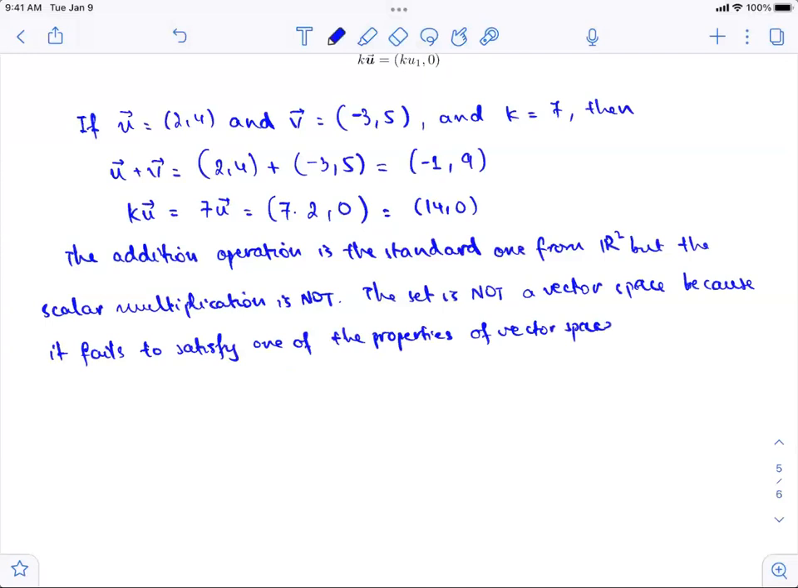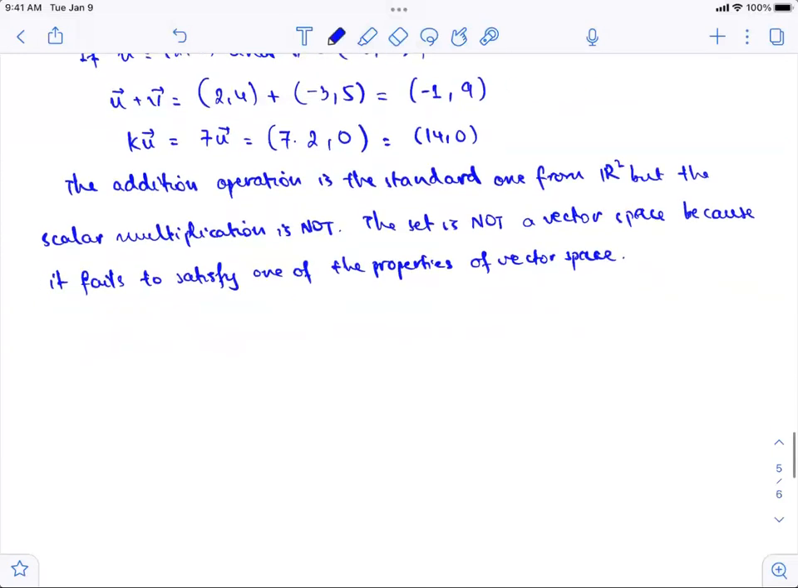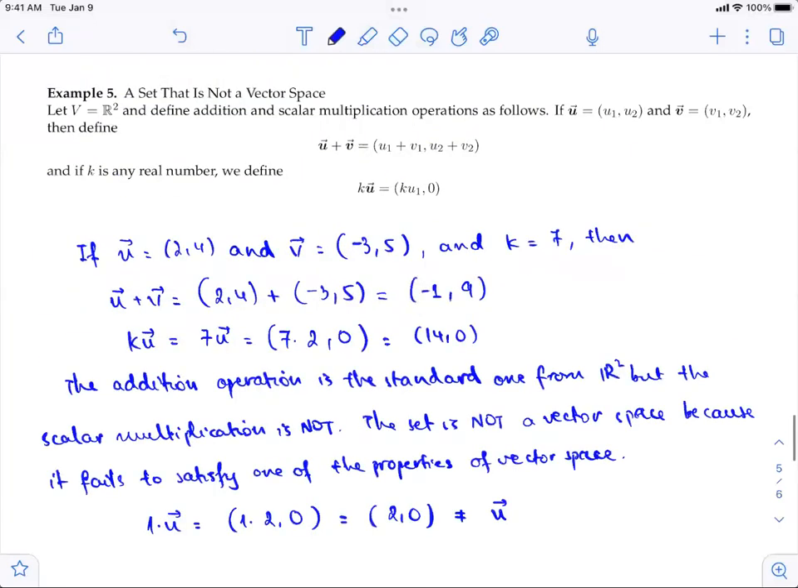If you notice, for the identity of scalar multiplication, you do 1 times vector u, then this is going to be 1 times u1, which is 2 in this case, and 0. And this is equal to (2, 0), which is different from vector u. So therefore, it does not satisfy one of the properties of the vector space, and therefore you conclude that the set with these two operations is not a vector space.